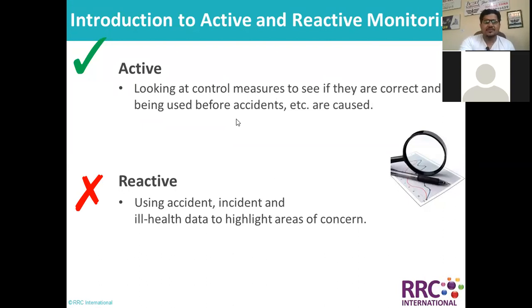So if you are learning something from your accidents, incidents, or ill health data and highlighting the areas of concern, still something is better than nothing. Instead, you are having accidents or incidents, God forbid, but you didn't learn any lessons. One-time incident or accident is kind of an opportunity for improvement. But if the same incident is happening over and over again within the same department or on the same process, then it's terrible. I repeat again, a one-time incident or near miss is still an opportunity for improvement.